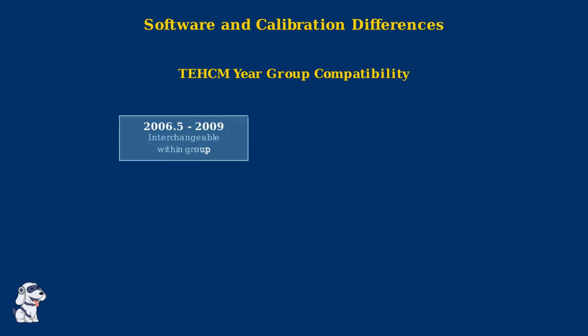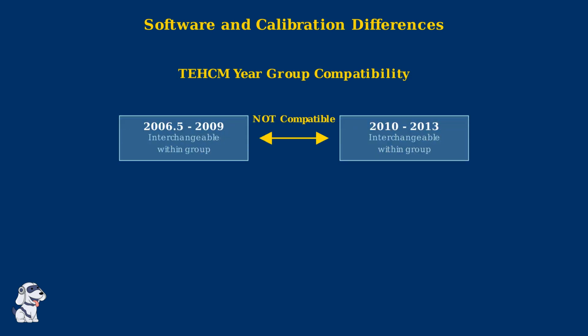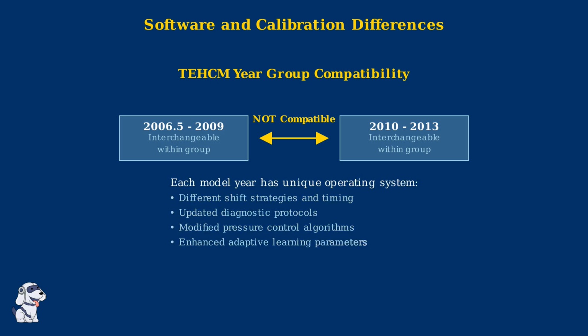TEHCM compatibility follows specific year groupings. Units from 2006.5 through 2009 are generally interchangeable within that range. Similarly, 2010 through 2013 units work within their group. However, crossing between these year groups requires reprogramming. Each model year incorporates unique operating system features, including different shift strategies, updated diagnostic protocols, modified pressure control algorithms, and enhanced adaptive learning parameters. These differences prevent direct compatibility between year groups.